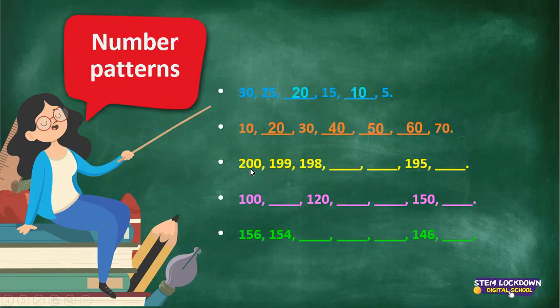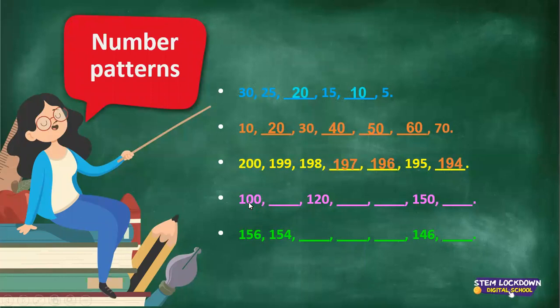Start from 200 down. 200, 199, 198, 197, 196, 195, and the last one, 194.